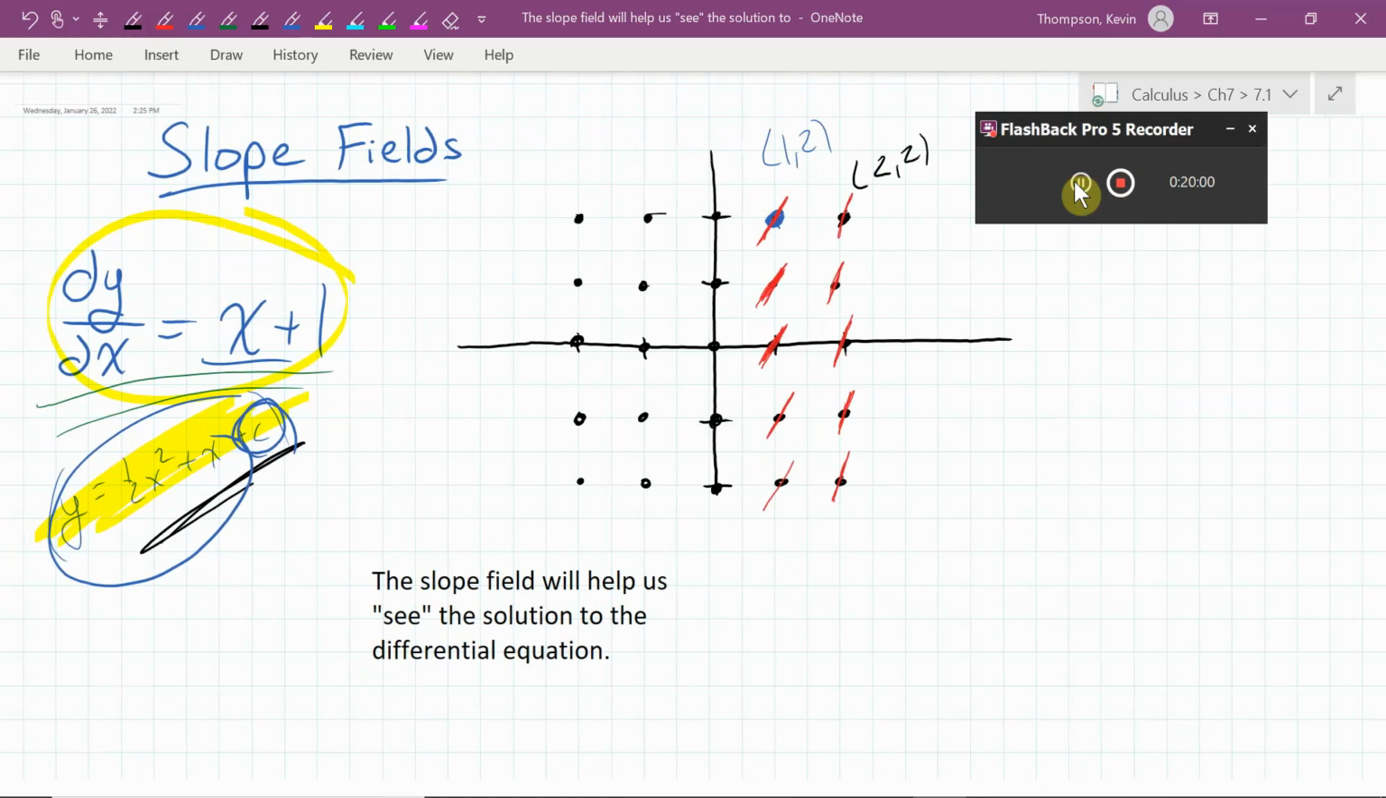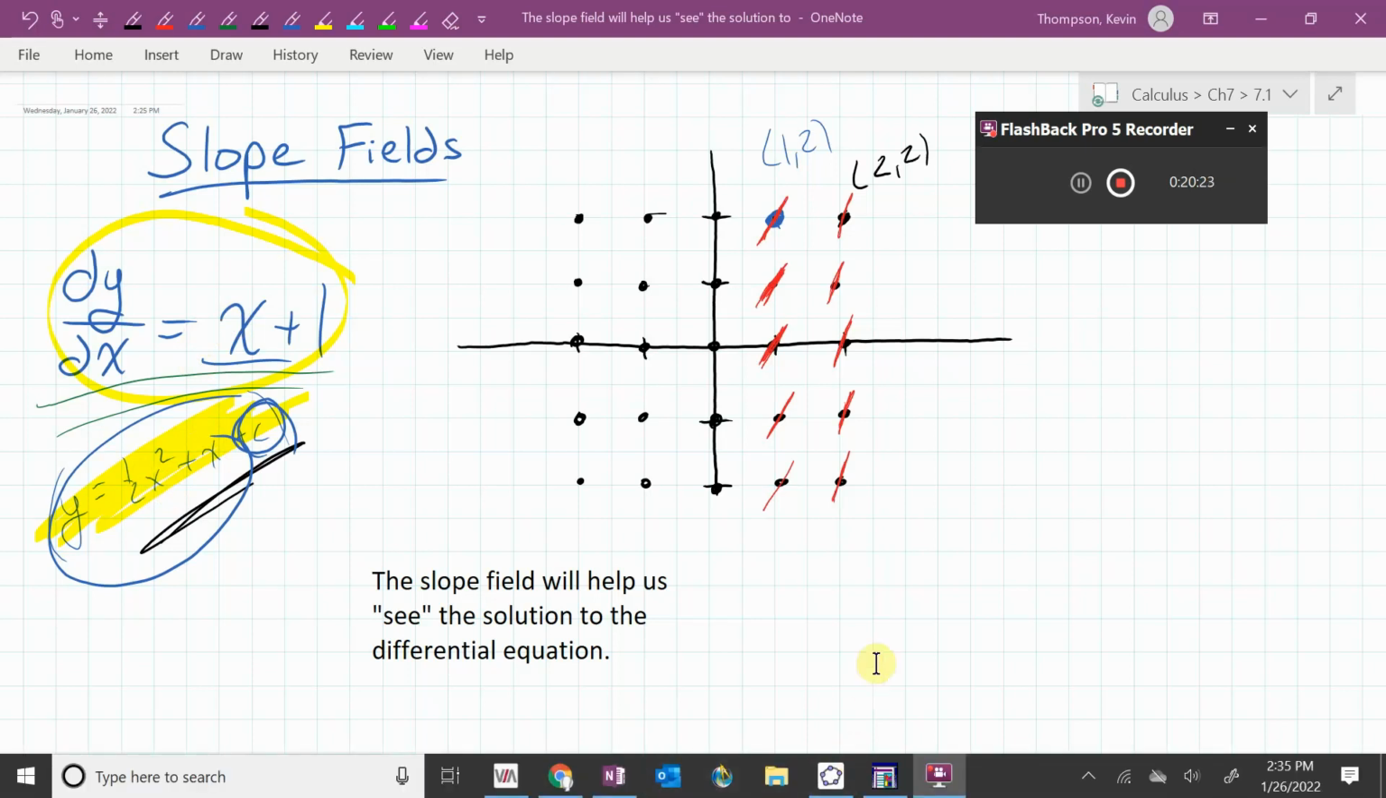So if you have finished that, do you notice something? Like I had said, the slope field will help us, quote, see the solution to the differential equation. The solution to this differential equation is a quadratic. Can you see the quadratic?